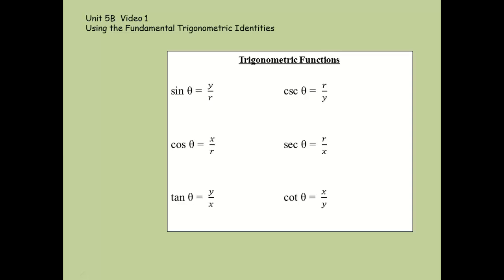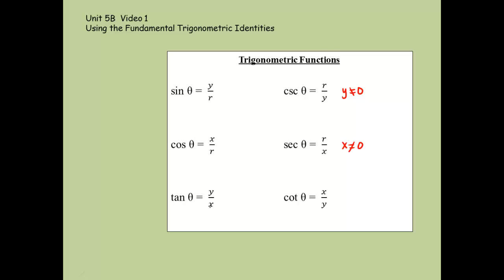We have the sine of theta equals y over r, and the reciprocal of sine is that the cosecant of theta is r over y, and we have to just make sure that y does not equal 0, because it's in the denominator. Our cosine is x over r, and the reciprocal, the secant, is r over x. Of course, x does not equal 0.